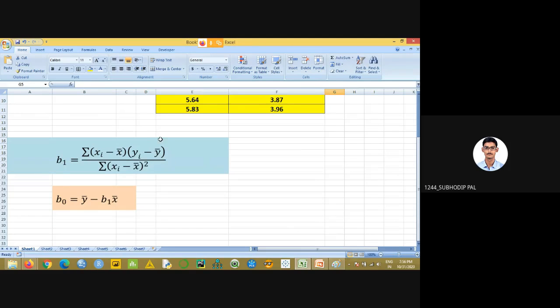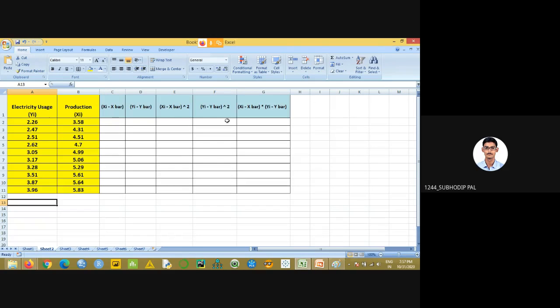To find the regression equation, first you have to find B1, then B0, right? This is the formula of B1. What do we require? We require the summation of xi minus x bar into yi minus y bar, divided by the summation of xi minus x bar whole square. These two things we require. This is how the table will look if we calculate in a perfect way. If you don't want to make any mistake, it is better to make this table.